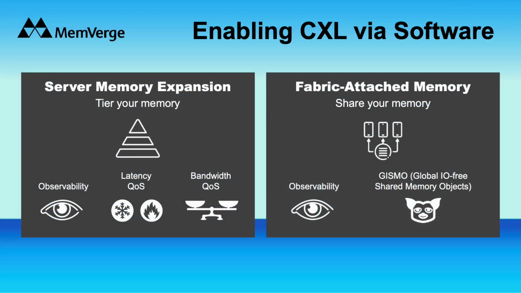So our Memory Machine software is a 100% user space solution that enables server memory expansion solutions for unmodified applications using our latency and bandwidth quality of service policies. For fabric-attached CXL appliances, applications can use our GISMO object store APIs to utilize the capabilities of sharing memory across memory compute nodes. I'll talk more about each of these in a moment and show you how we use this technology to improve application performance.